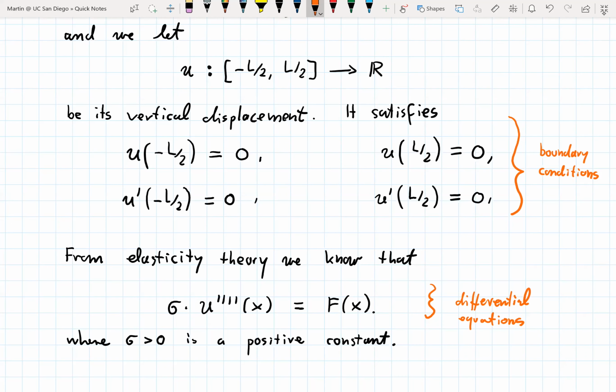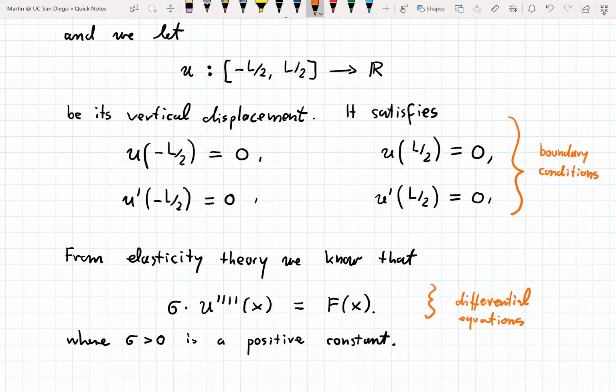That altogether provides us with the ingredients for a boundary value problem. Namely, on the one hand, we have got the differential equation, sigma times fourth derivative of u of x equal f of x, which is valid for all x between minus L over 2 and L over 2. And then we've got the boundary conditions for this fourth order differential equation. Namely, the function u itself is fixed at the boundary, and also so is the first derivative of u.